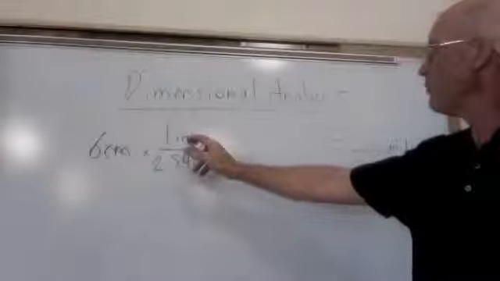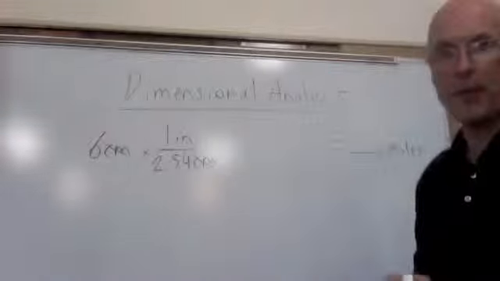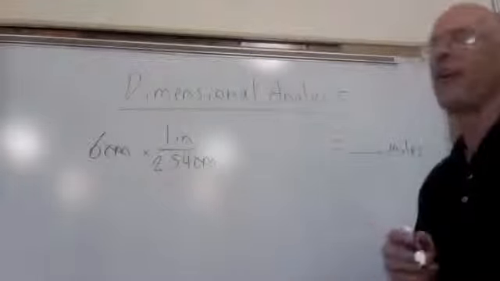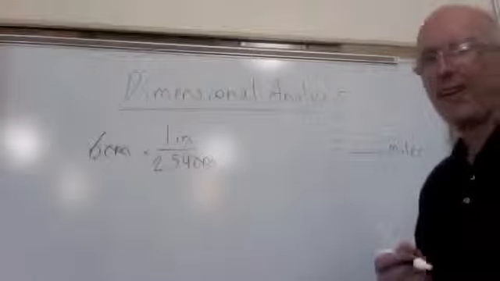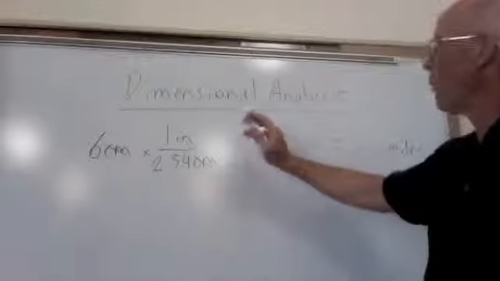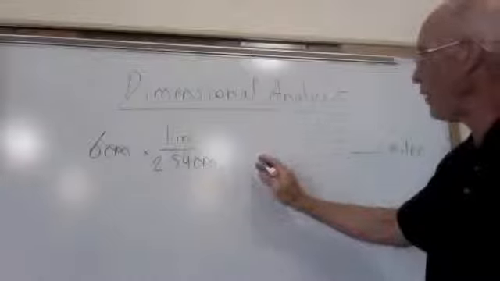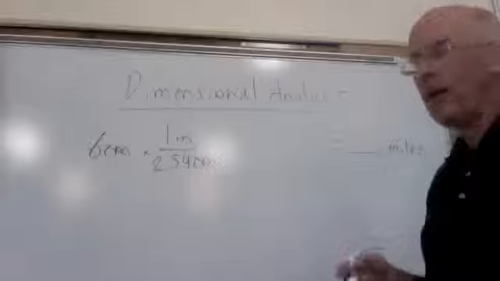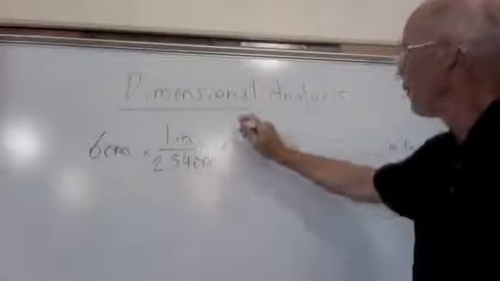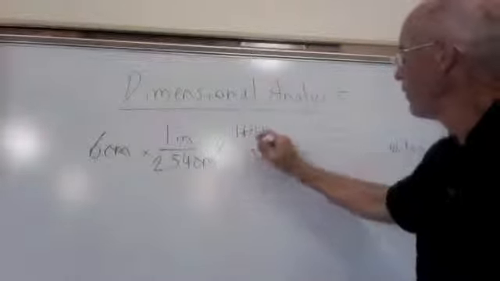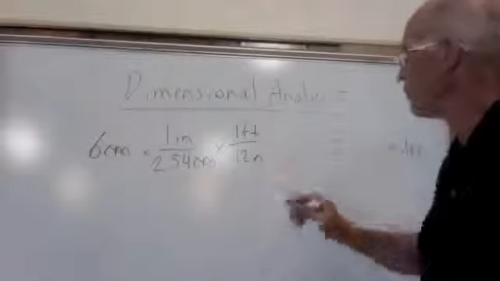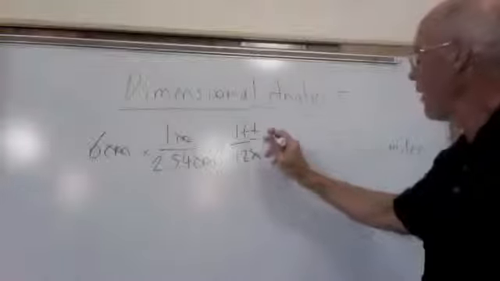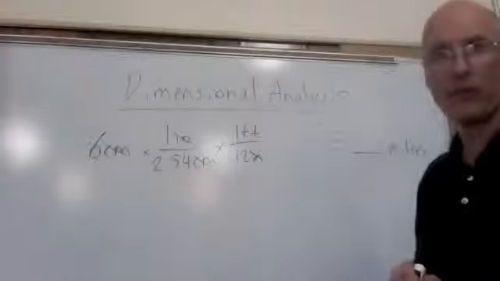So now I need a conversion between inches and miles. Well, I don't know that off the top of my head, but I do know that 12 inches is 1 foot. Now again, do I want 12 inches over 1 foot or 1 foot over 12 inches? And I just have to make that little decision every time. I'm going to want 1 foot over 12 inches for 2 reasons. Because now inches will cancel inches and feet is closer to miles.